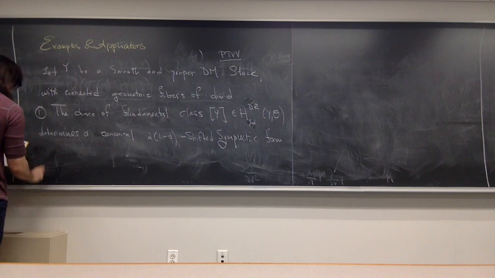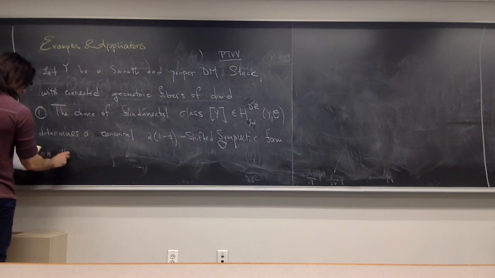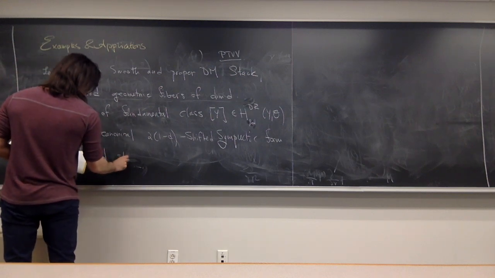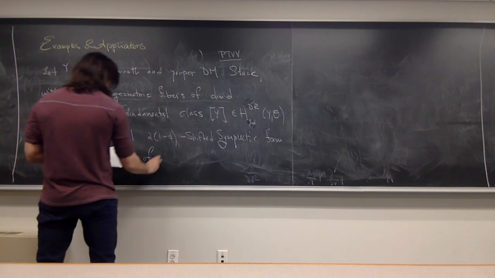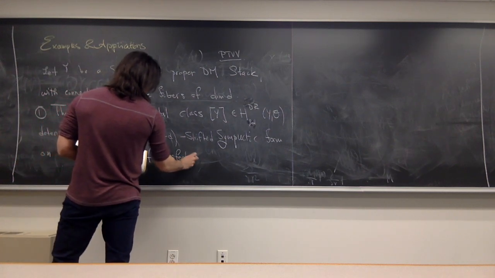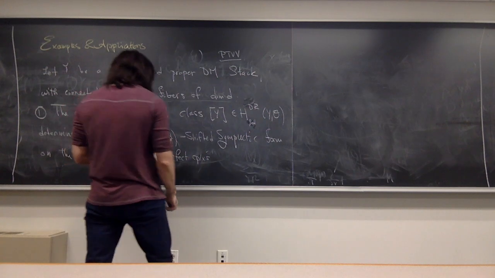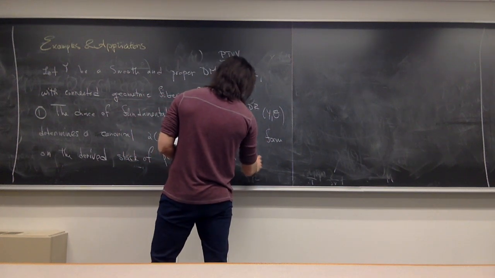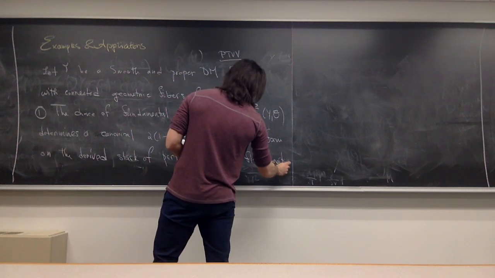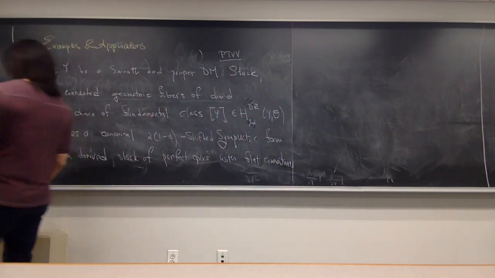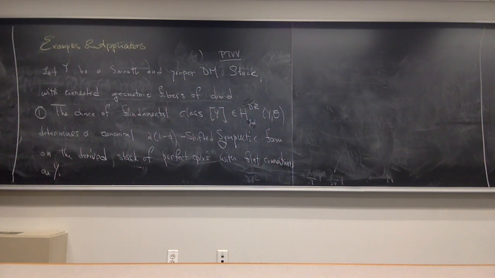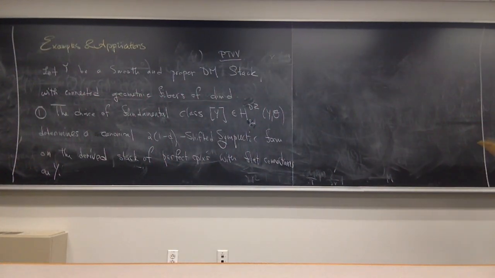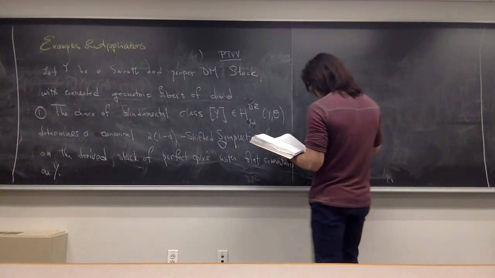So, the form lives on the derived stack of perfect complexes, with flat connections on Y. Where does this form live? On the derived stack of perfect complexes. These are just corollaries. I'm not going to prove it. I'm just summarizing, but one of them at least I will show you very explicitly. One of the corollaries. Okay, so this is one result.